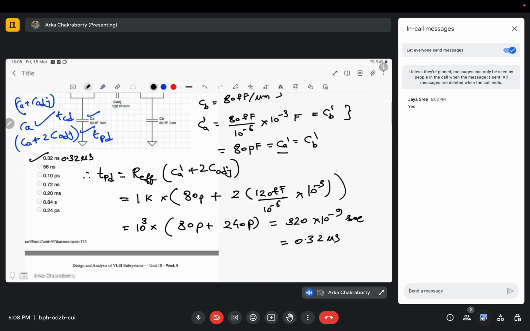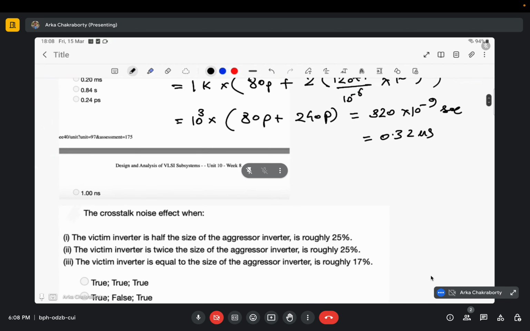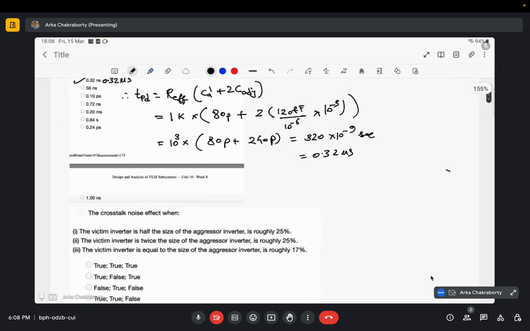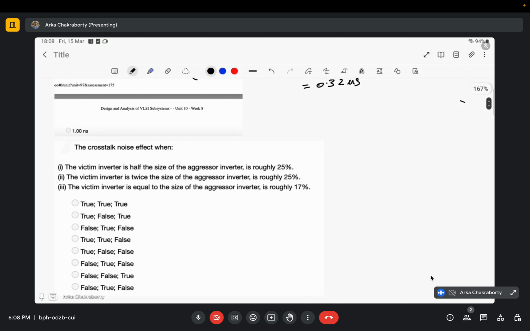Okay, let's move forward. So question number 2: the crosstalk noise effect when the victim inverter is half the size of the aggressor inverter is roughly 25%. The second statement is the victim inverter is twice the size of the aggressor inverter is roughly 25%. The third statement is the victim inverter is equal to the size of the aggressor inverter, then the crosstalk noise effect will be roughly 17%.